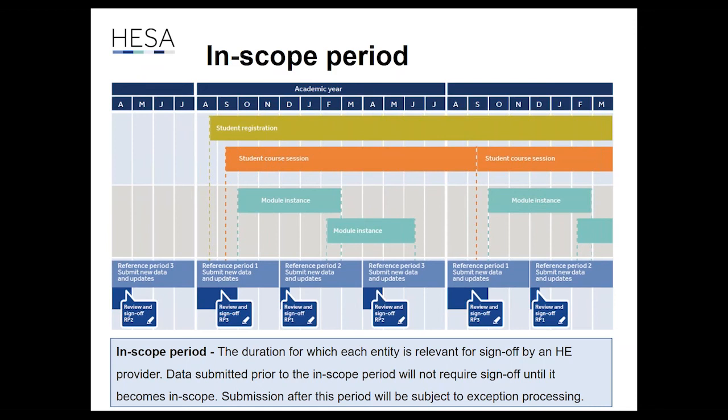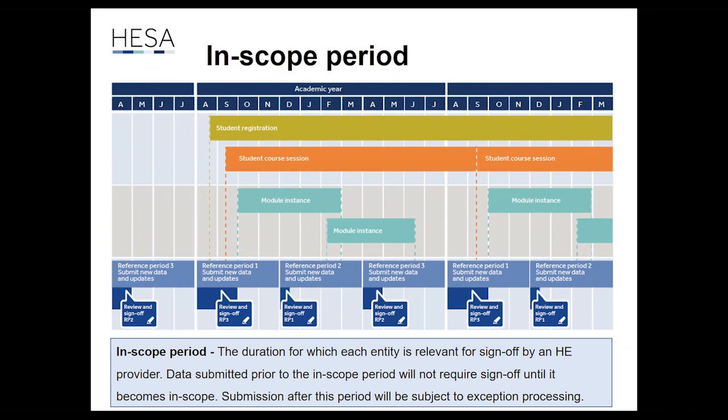So every entity will have one of these in-scope periods based on start date and end date formulas, which define when that comes into scope for validation and sign-off. The in-scope periods for each entity will generally be set with start dates relevant to either curriculum data related or student related start dates. So just dependent on what the entity is will affect what these in-scope periods are.